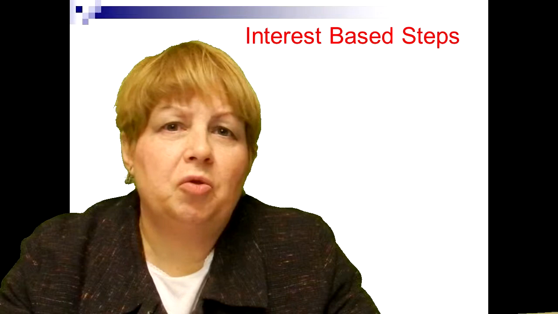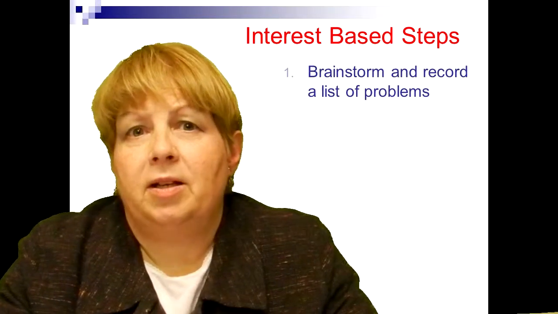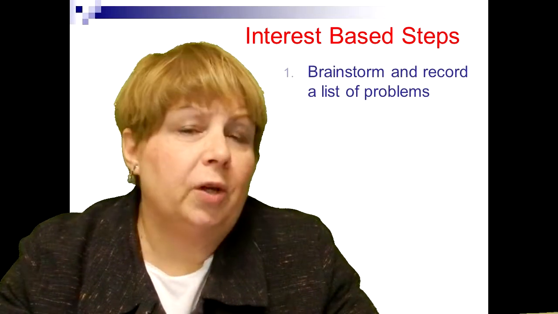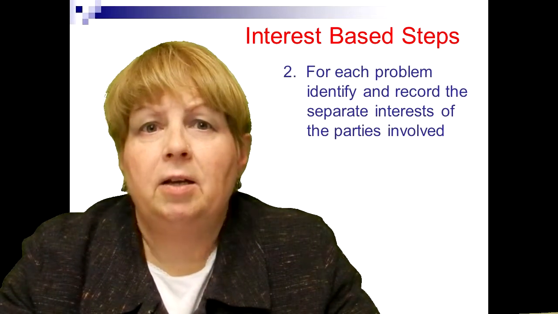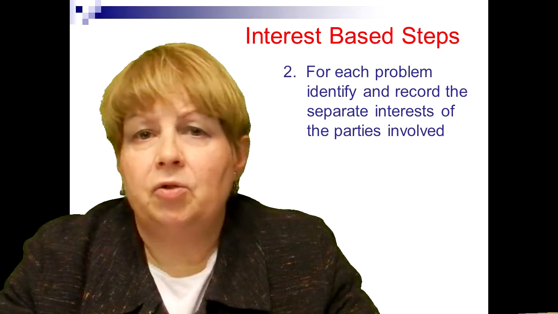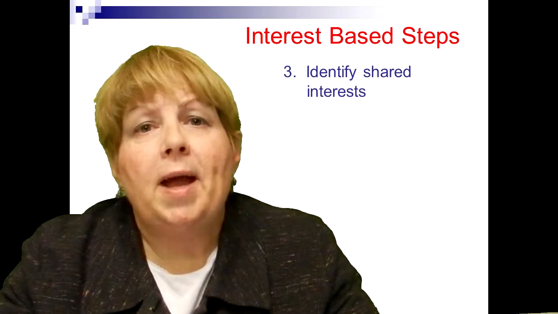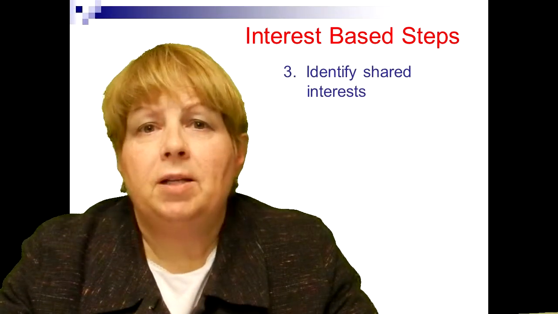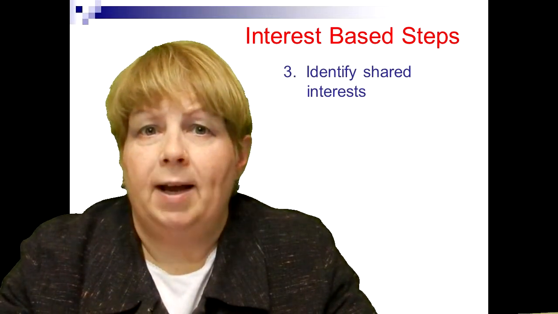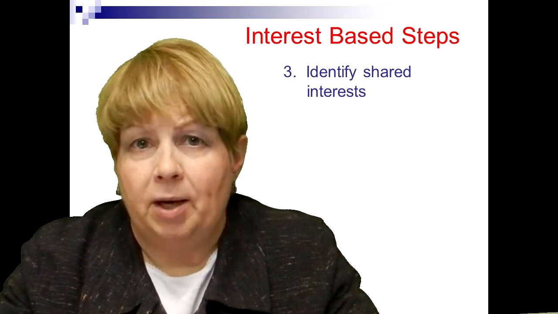The steps to the interest-based process are these. The first thing you must do is to identify the problems. So you brainstorm and record a list of problems. Then for each of the problems that you identify, you need to identify your interests. One side identifies their interests, the other side identifies their interests. Then you go back over those lists and you identify the areas that you have in common. You circle the ones that you have in common. And that's one of the most important parts of this process.